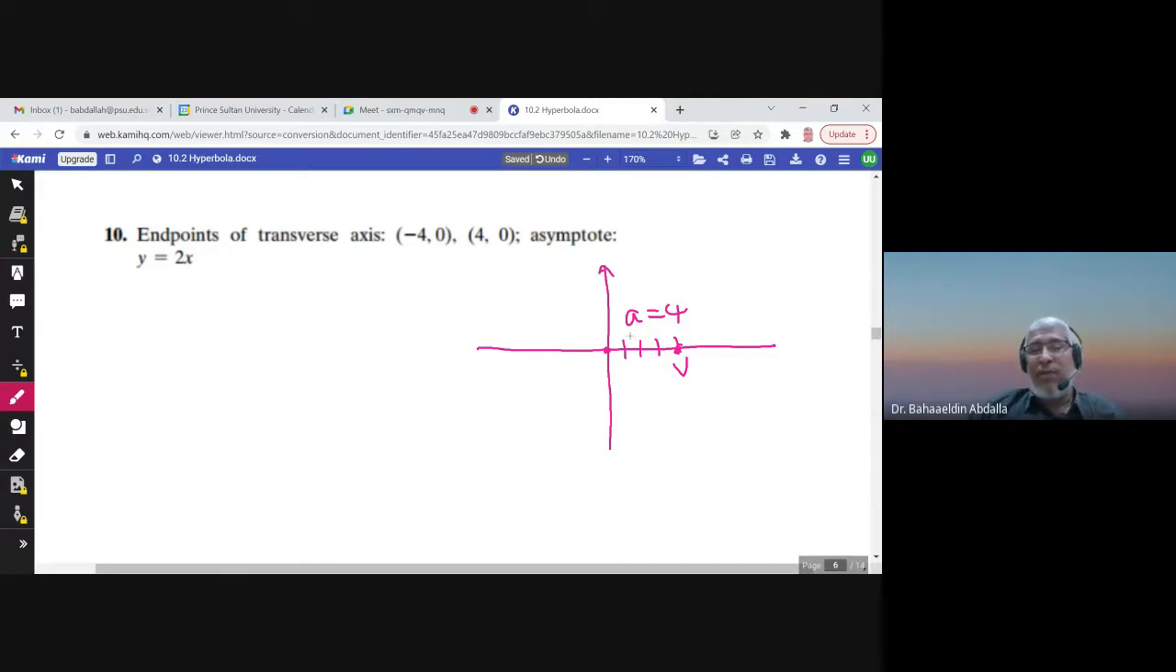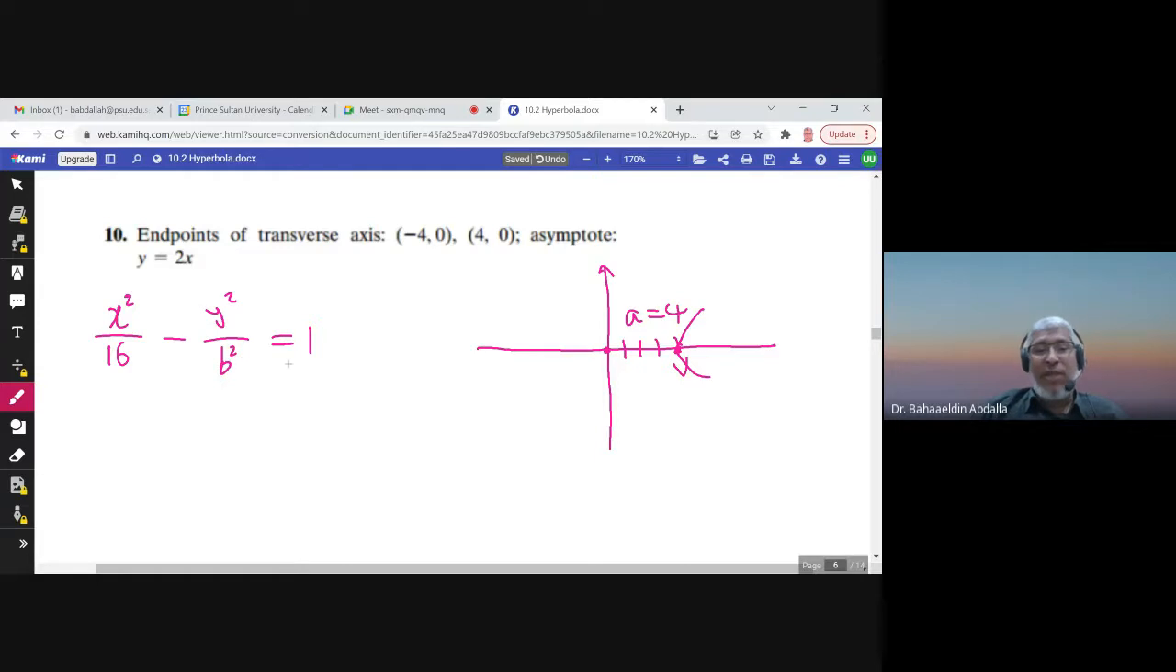If the vertex is here, this is a horizontal hyperbola. So the equation is x squared over a squared minus y squared over b squared equals 1. And what is below x squared? It's a squared, so 16 here. And here I have b squared.